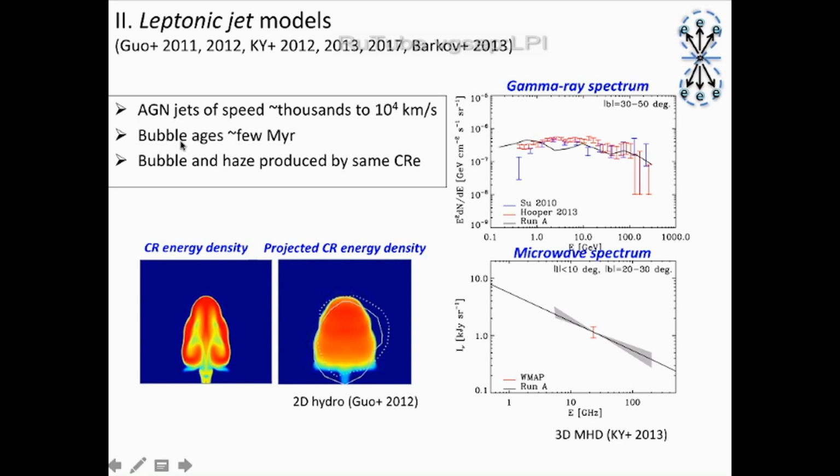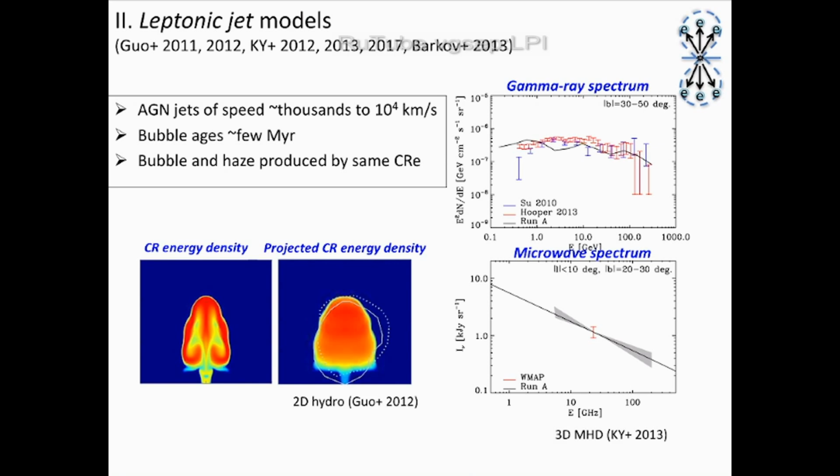And indeed, we showed that the bubbles can form within a few million years. So that satisfied the age constraints that we discussed earlier. And in particular, we showed that with this leptonic jet model, the gamma ray bubble and the microwave haze spectrum can be simultaneously reproduced by the same population of cosmic ray electrons. Okay, so basically we've shown that the leptonic jet model worked quite well.